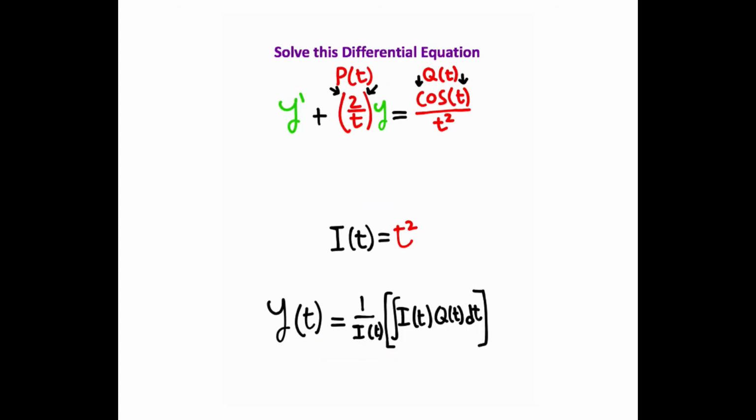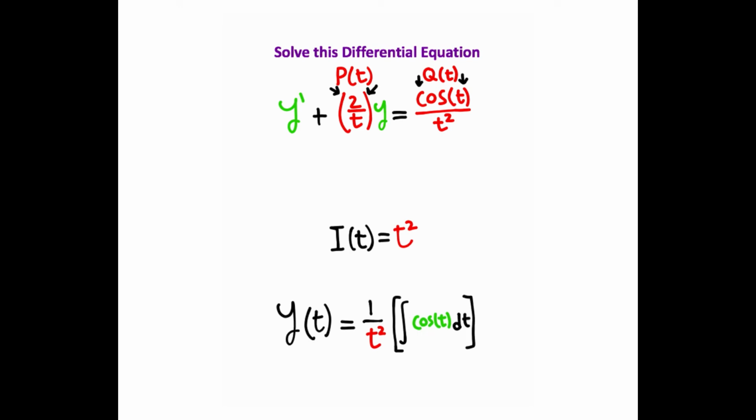So now that you have your integrating factor, you can take this and plug it into the two places you see I of t in the solution equation down below. So t squared will go right here and right here. Now all we need to do is plug in q of t, and we see q of t as this expression, so I can take that and plug it into the equation down below, and conveniently the t squareds will cancel, giving me the antiderivative of cosine of t with respect to t, and then we have that all multiplied by 1 over t squared.